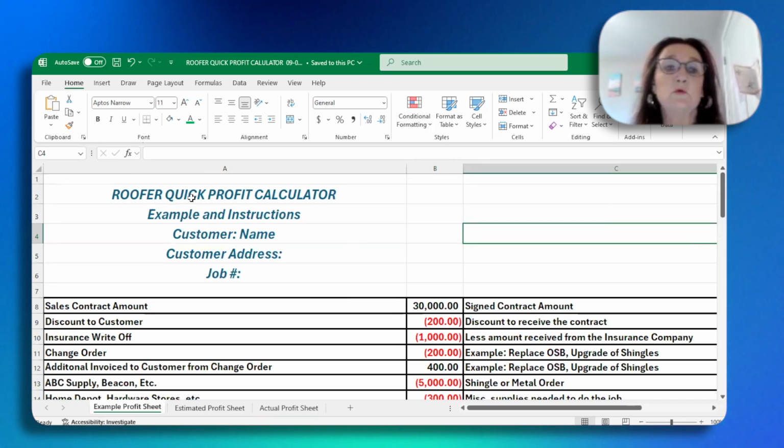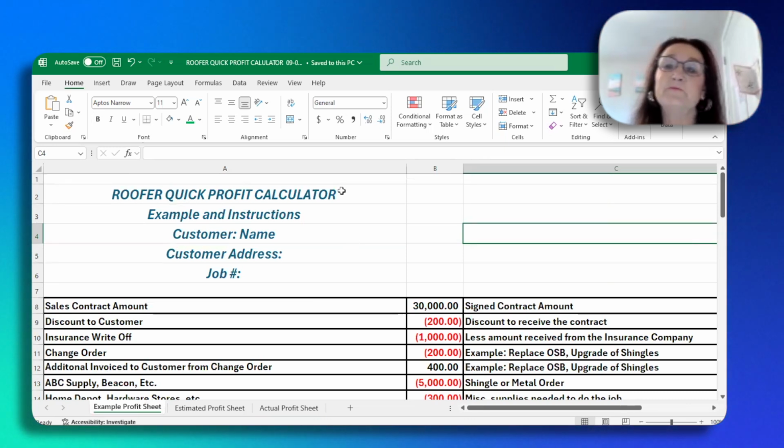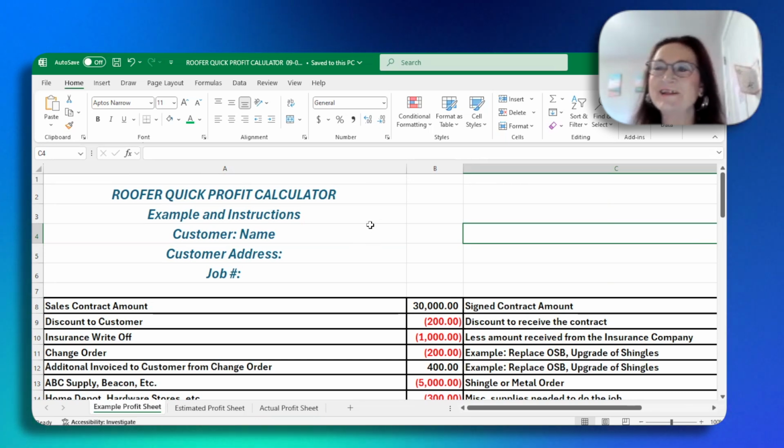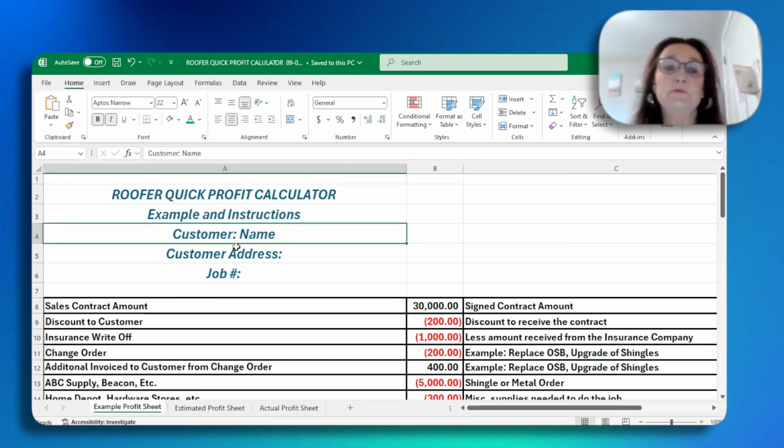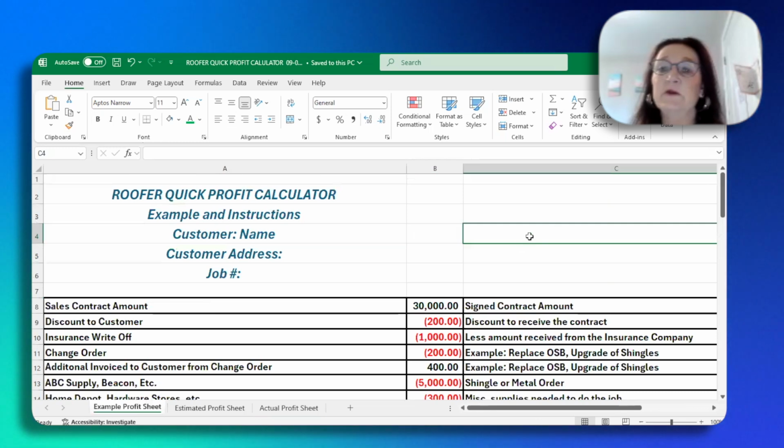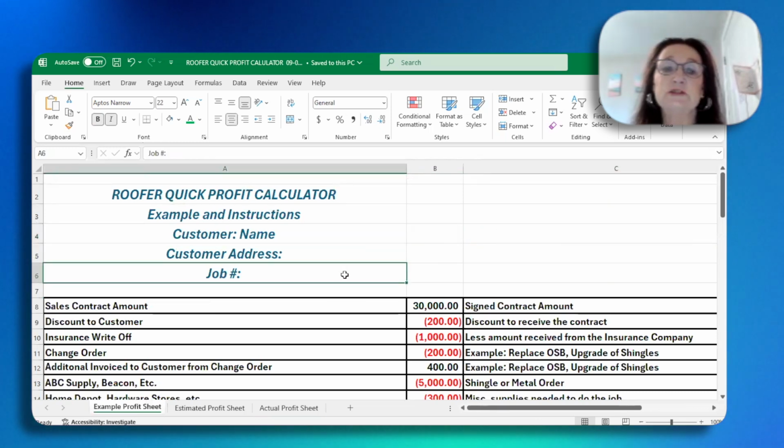So, this is our roofer quick profit calculator. No fancy name, just exactly what it is. And this is example and instructions. Here you could put your customer name, like over here if you wanted to, or write it on your paper, the address, the job number.